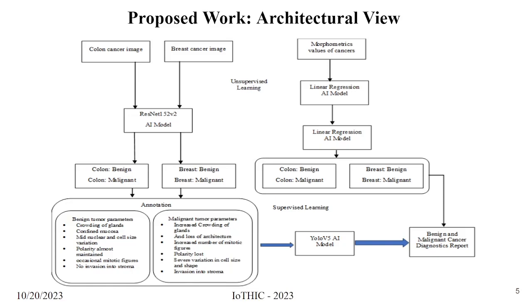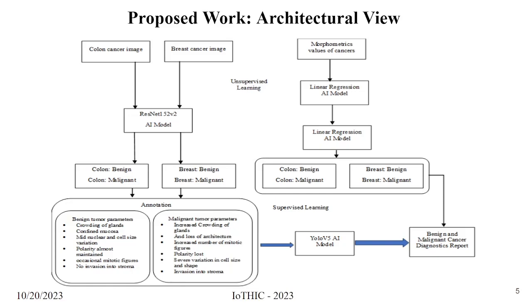Before using the YOLO V5 model, we have to annotate each and every image that we have. So, we have to define the classes that we are going to annotate. The classes will be as follows. For a benign tumor case, we will be using classes like crowding of glands, confined mucosa, mild nuclear and cell size variation. Polarity is almost maintained. Occasional mitotic figures, no invasion into stroma.